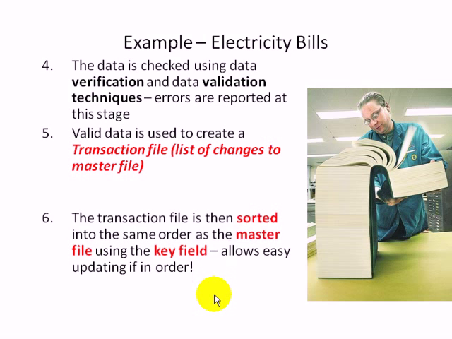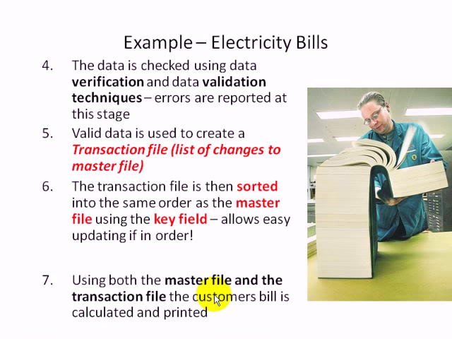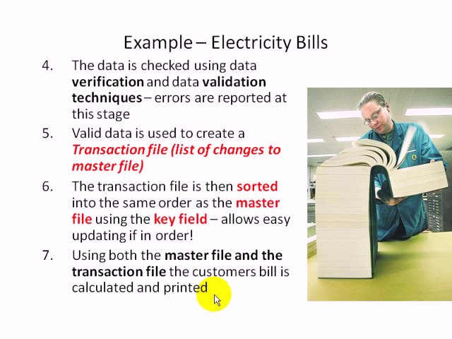Any errors are reported. Once it's all put into the transaction file, the valid data is used to create this transaction file, the list of changes that need to be made to the master file. Before you do that, you need to sort it into the same order as the master file. So what they do is they use the key field. Because the key field uniquely identifies the customer, you want them in the same order as the master file. If they're in the same order, it allows you to easily find it and update it, and it allows you to keep track of it a lot easier.